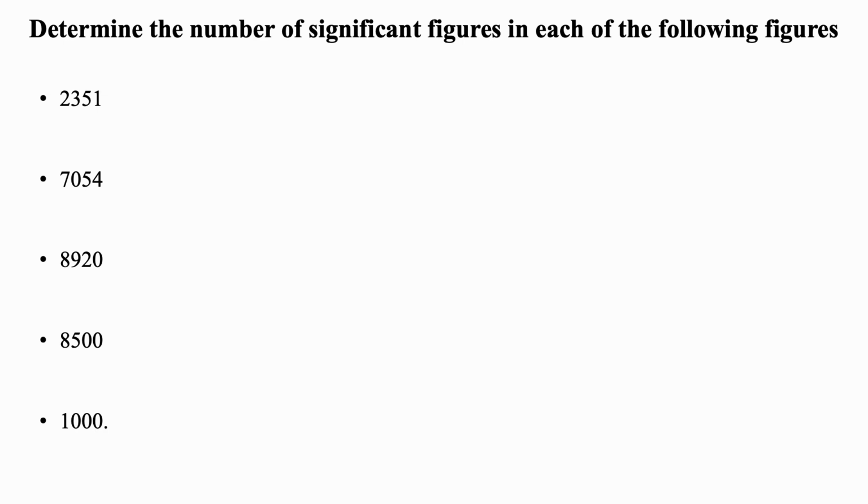The first number given, 2351, all 4 digits are non-zero, therefore they all are significant. So if you count the significant figures, 2, 3, 5 and 1 all are significant. Therefore you have 4 significant figures in this number. Next one, 7054. There is a 0 between two non-zero digits. Therefore this 0 is also a significant number. So if you count the significant figures, 7, 0, 5 and 4 all are significant. So you have 4 significant figures in this number too.